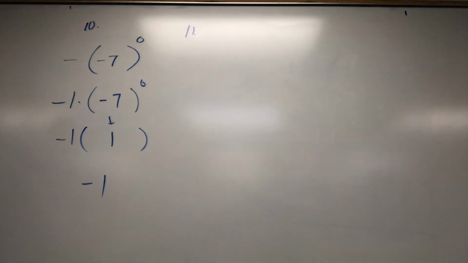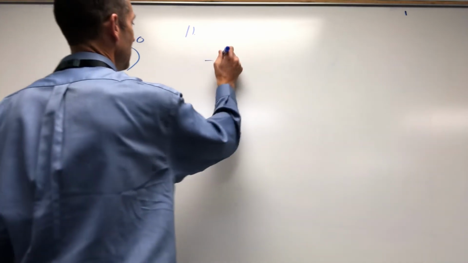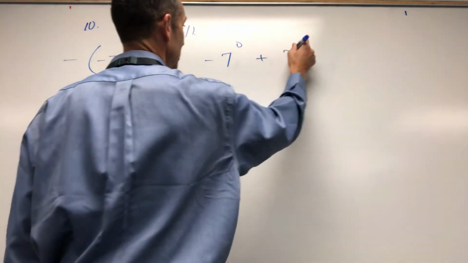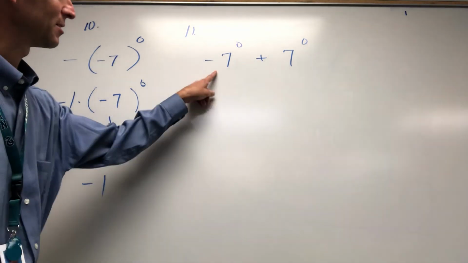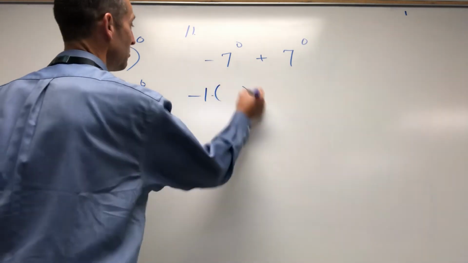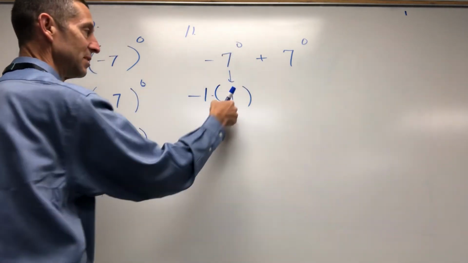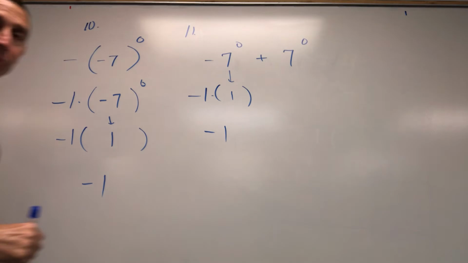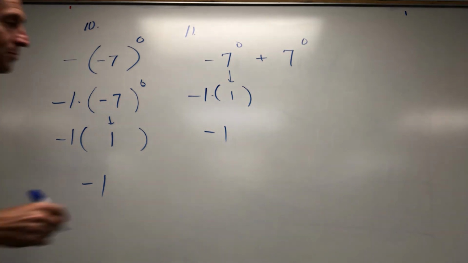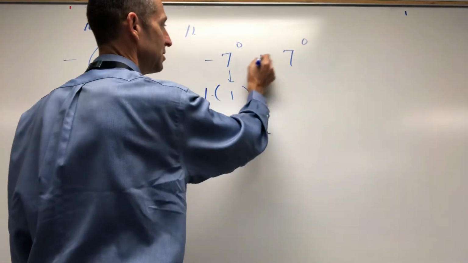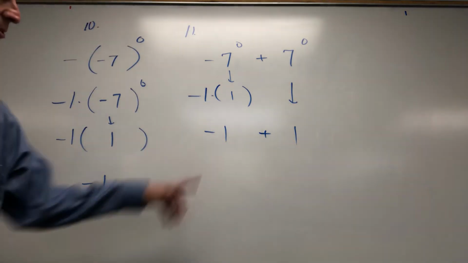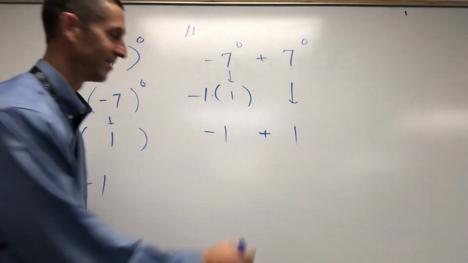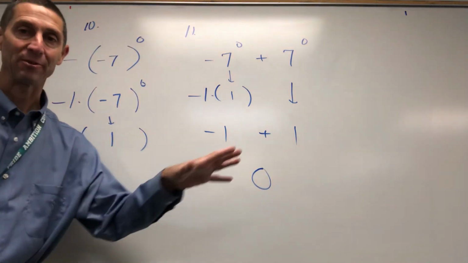What if we had, how about this little problem? How about negative 7 to the 0 plus 7 to the 0? Okay. Well, there's no parentheses, so this will be negative 1. 7 to the 0 turns out to be 1, so that part of the problem is negative 1. This is just 7 to the 0, there's a plus sign, there's nothing scary there, it's just 1. And then when you add the negative 1 and the positive 1, it zeroes out.